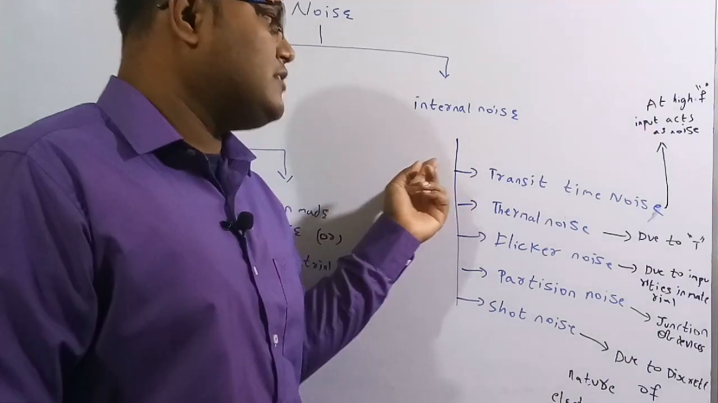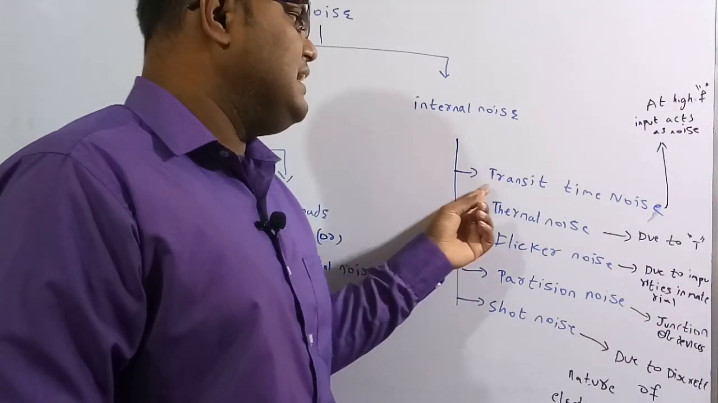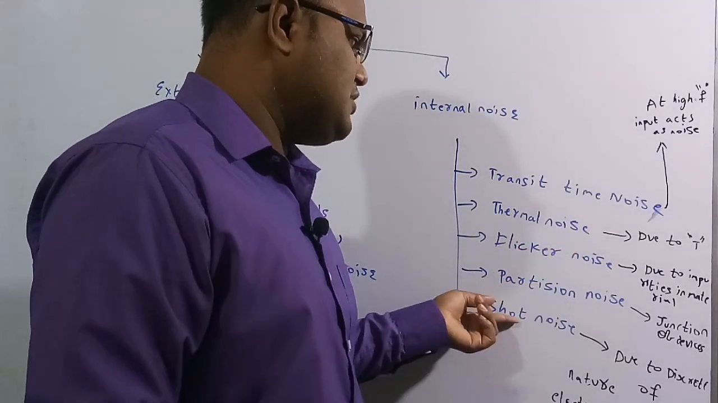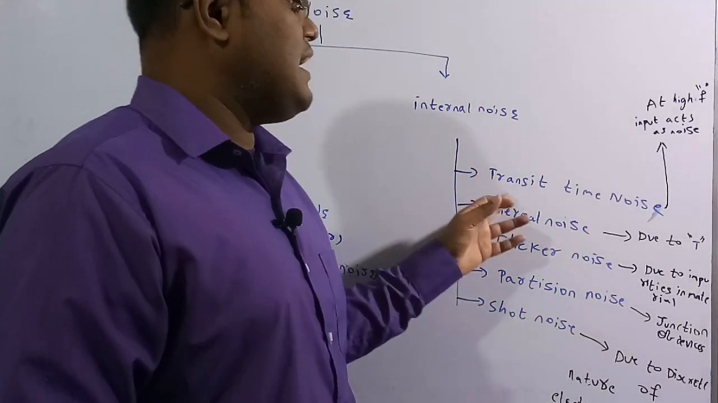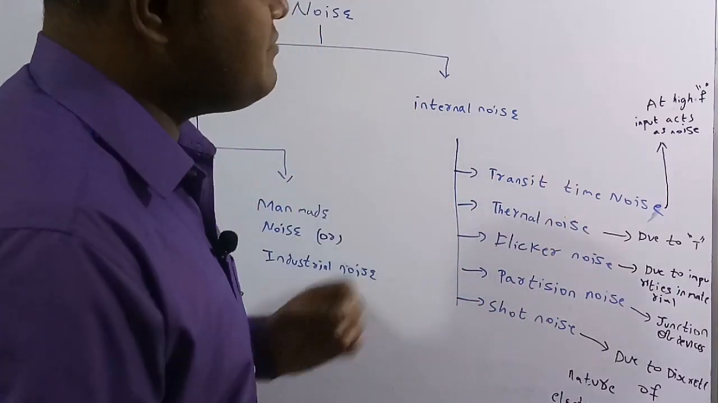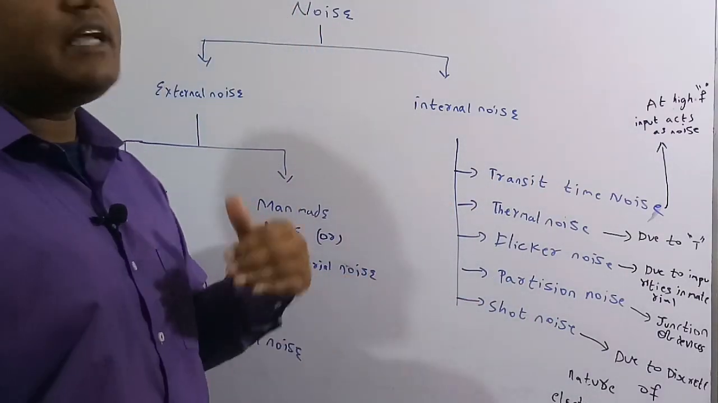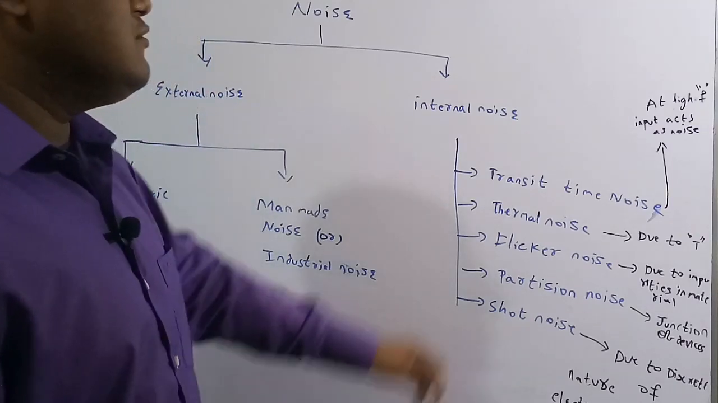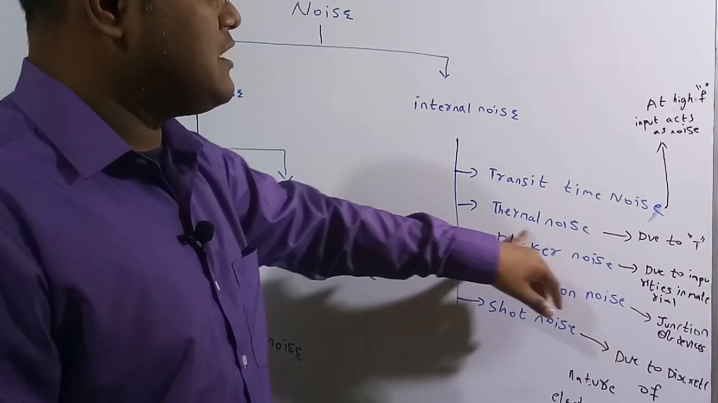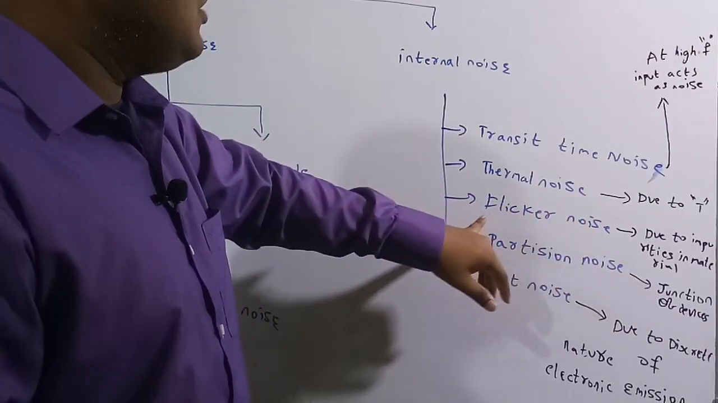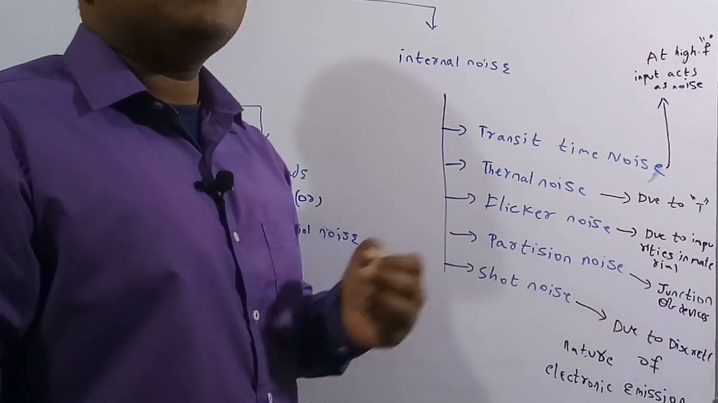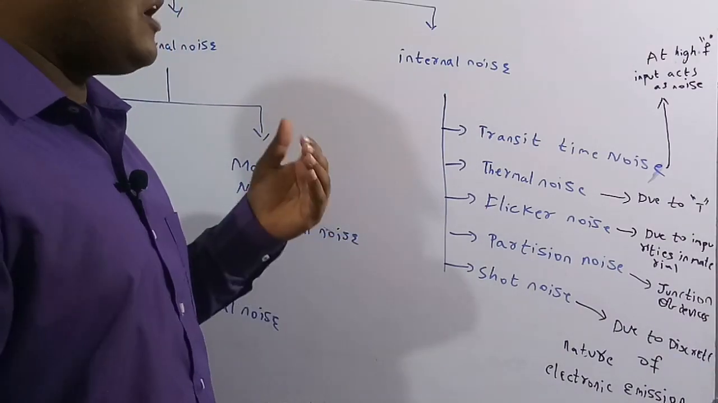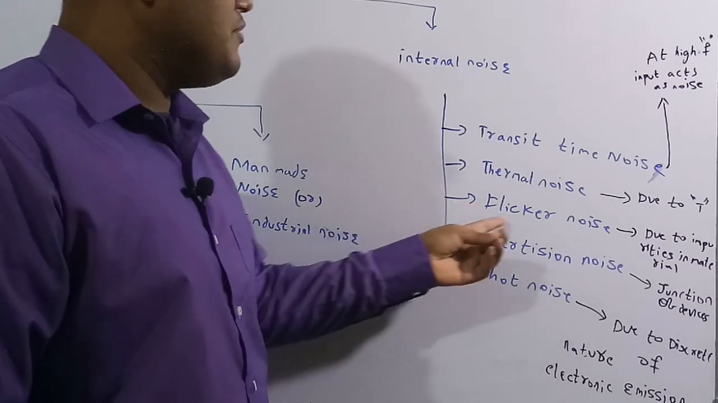Internal noise is again characterized into some types, which are transit time noise, thermal noise, flicker noise, partition noise, and shot noise. Transit time noise is when the frequency is very high, and at particular frequencies the input itself acts like noise. That is called transit time noise. Thermal noise is because of temperature. Flicker noise is due to impurities present in materials. Whenever impurities are present in the material, they also produce noise. That noise is called flicker noise.